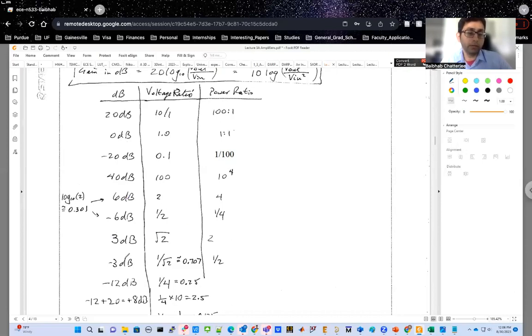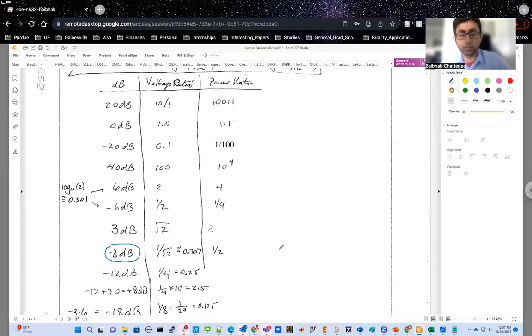The 3 dB or the minus 3 dB point is also something that is interesting to note. In terms of the voltage ratio, it is 1 over square root of 2. That's your minus 3 dB. And in terms of power ratio, it is half. So many times when you talk about bandwidths of a circuit, you say that the minus 3 dB point, or the minus 3 dB bandwidth, is the half power point of the circuit. And this is the reason why: the ratio of half in terms of power is basically your minus 3 dB.